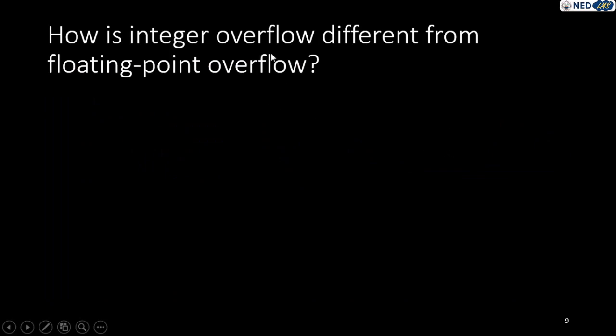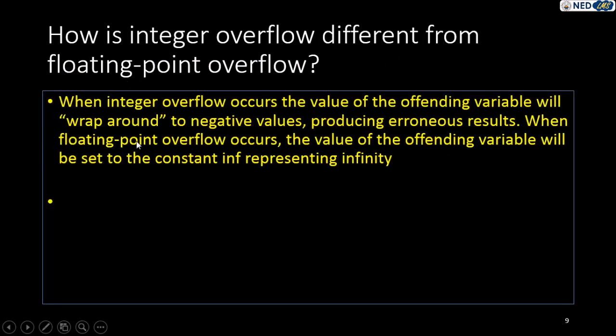How does integer overflow differ from floating point overflow? There's a slight difference. Integer overflow occurs when the value of the offending variable wraps around to a negative value if it is a signed number, or, had it been an unsigned number, it goes back to 0. I've demonstrated that in a previous lecture. It produces erroneous results. When floating point overflow occurs, the value of the offending variable will be set to the constant INF representing infinity. So obviously that will cause not a number errors later on.